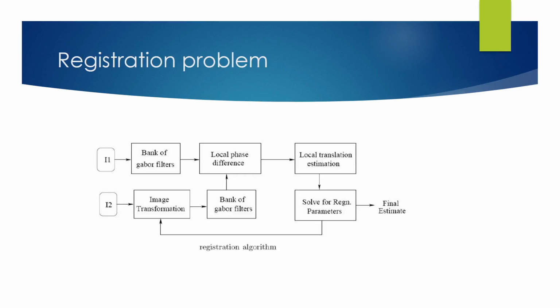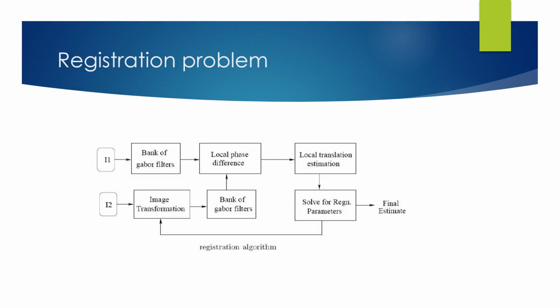Now, as you can see, this block diagram really explains what a registration problem or algorithm is. In every registration problem, there are mainly two input images, which are basically the same image or the same frame, but taken at different times. So there are very few features that differ between the first image and the second image. Initially, what the registration algorithm does is that a bank of Gabor filters filters image 1, and then tries to find a local phase difference with that of the filtered details of image 2.